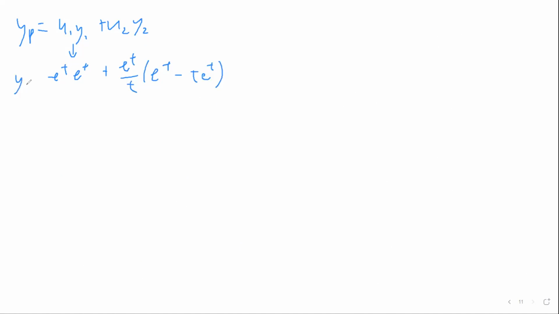This is yp. And now we can further simplify this into e to the 2t plus e to the 2t over t minus e to the 2t, which is simply equal to e to the 2t over t. And that is our particular solution.